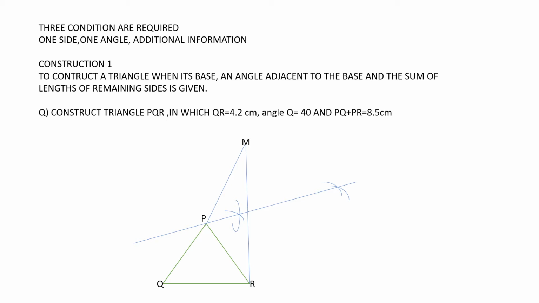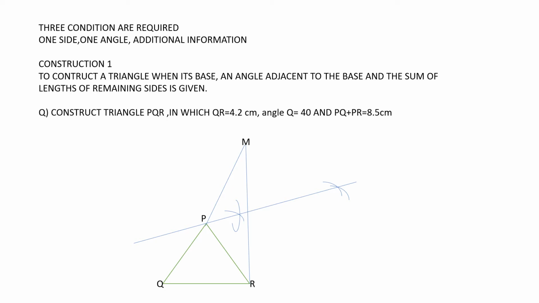How much degree? That is 40 degree, right? This must be 40 degree. It is given in the question, so it will be 40 degree. From Q you just make a line of 8.5, and you can label that point with any alphabet, right? That is M. Suppose here I am taking M.